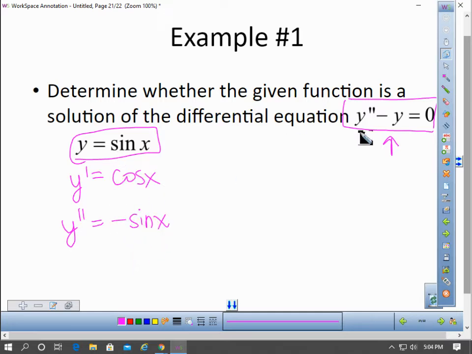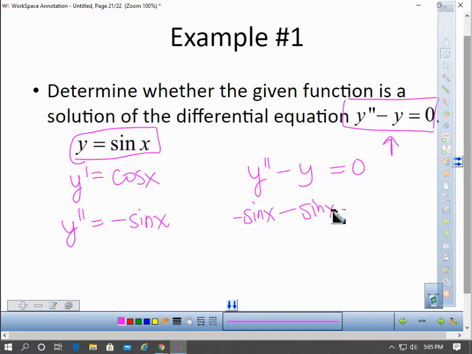This is asking to determine whether this function is a solution to this differential equation, so y double prime minus y has to equal 0. All I'm doing is plugging it in. What was y double prime? y double prime was negative sine, minus what was function y? Well, that was sine. Does that equal 0 is the question.